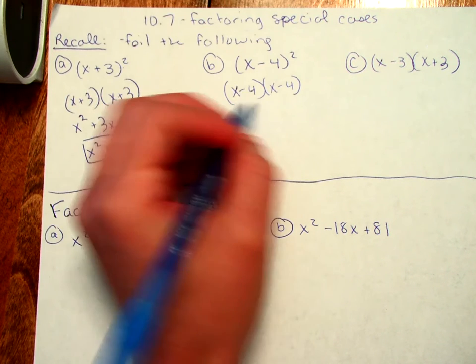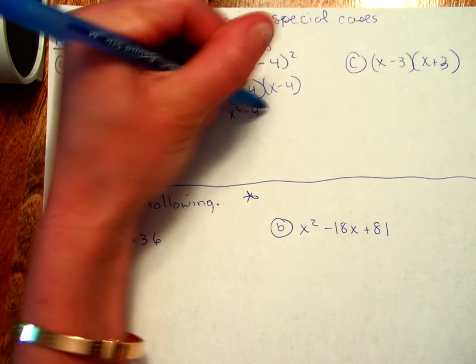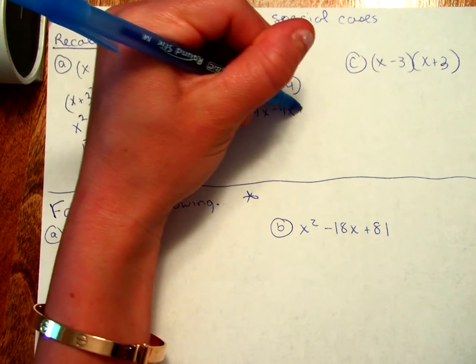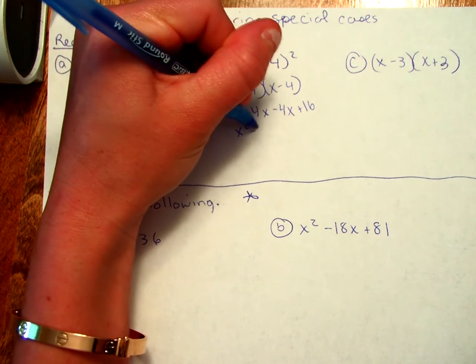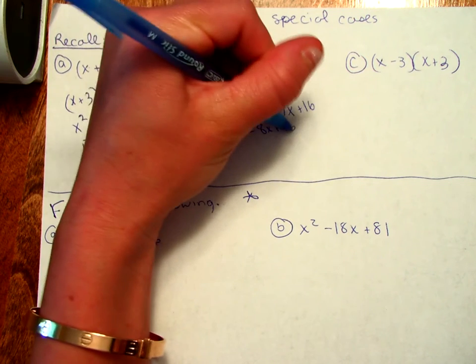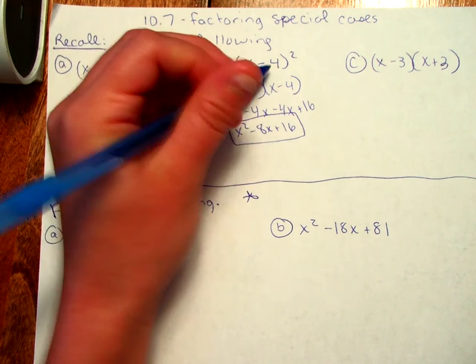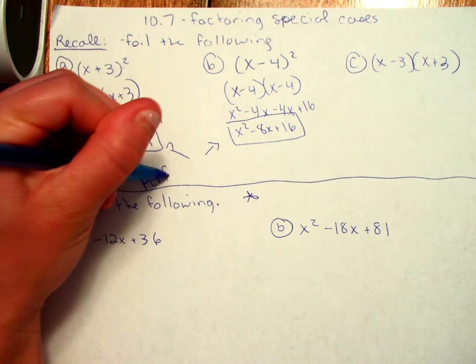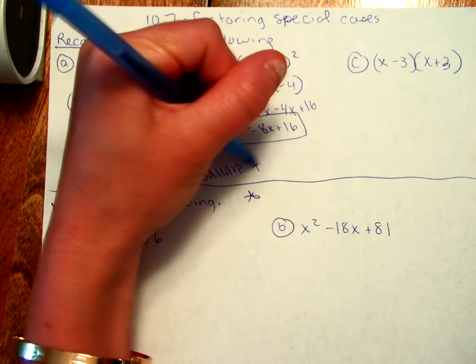So we expanded out (x - 4)(x - 4). And we get x² - 4x - 4x, and then negative 4 times negative 4 is plus 16, leaving us with x² - 8x + 16. So like I said, 16 is a perfect square of 4. These are both perfect square trinomials.